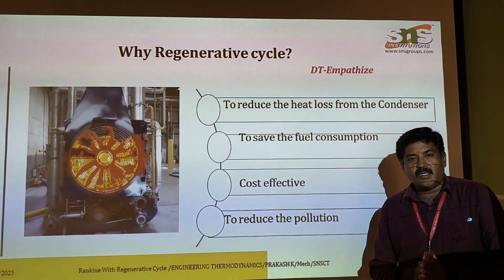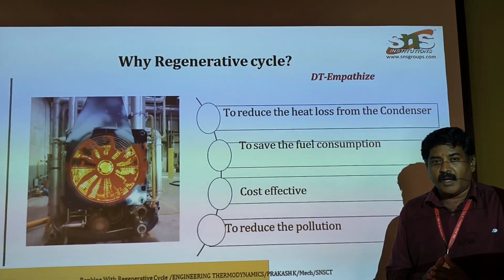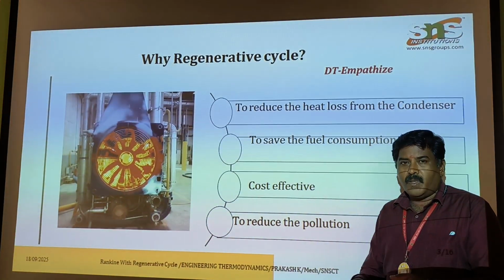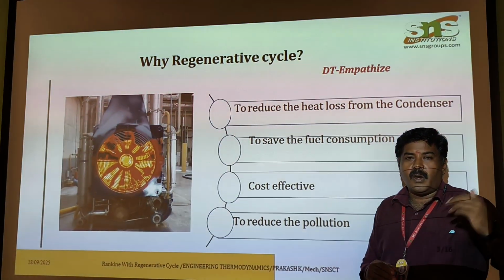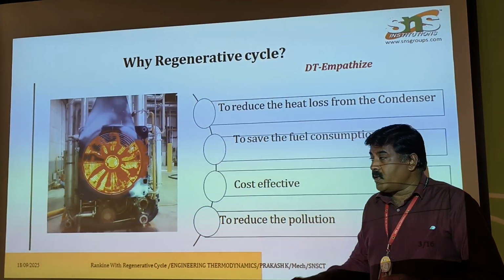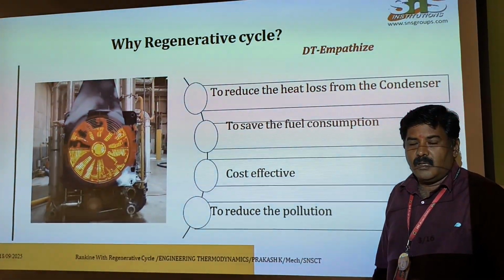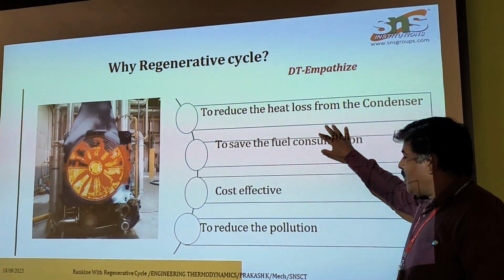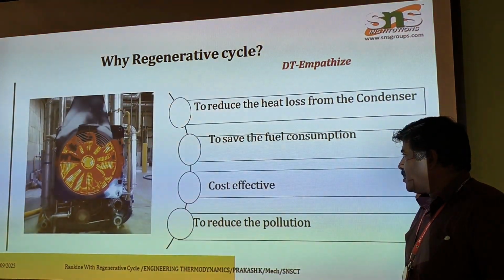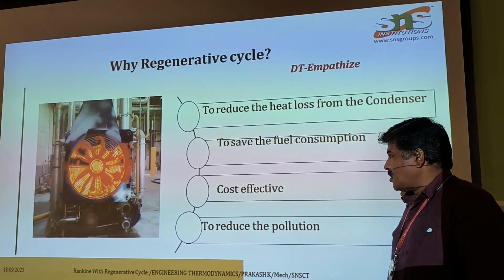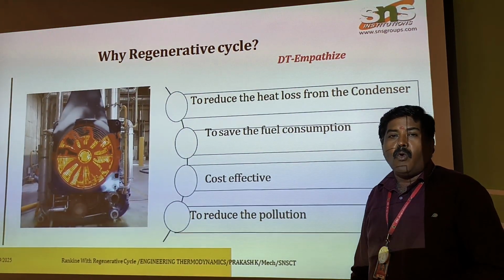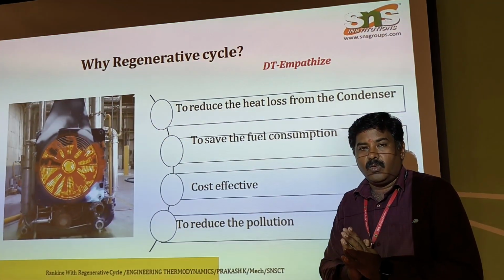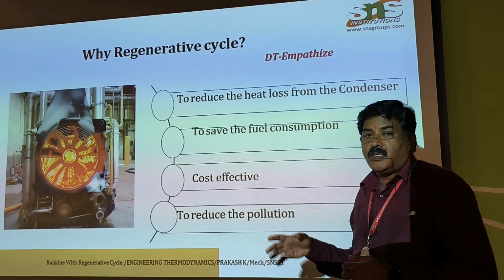In our design thinking, the first stage is empathy. We already use the Rankine cycle, so what is the need to switch over to the regenerative cycle? There must be some existing problems, which is why we go for another solution. What is the empathy behind the Rankine cycle? The heat loss in the condenser has to be reduced, we have to save fuel consumption, the cost is high in the Rankine cycle, and the pollution is more. These are the existing problems in the Rankine cycle.